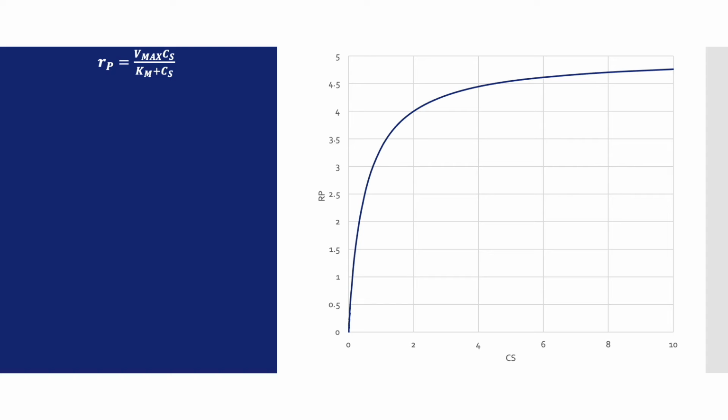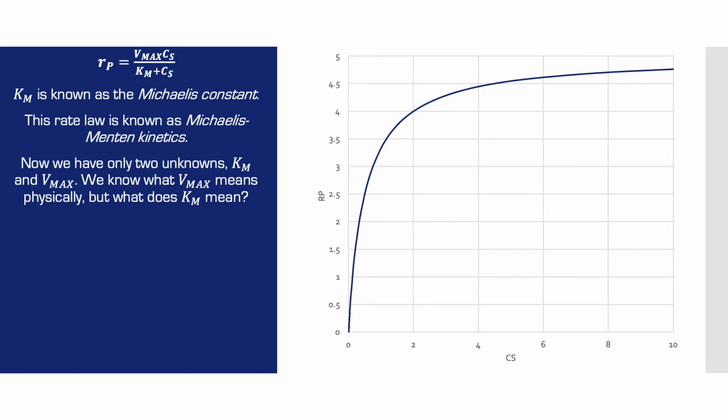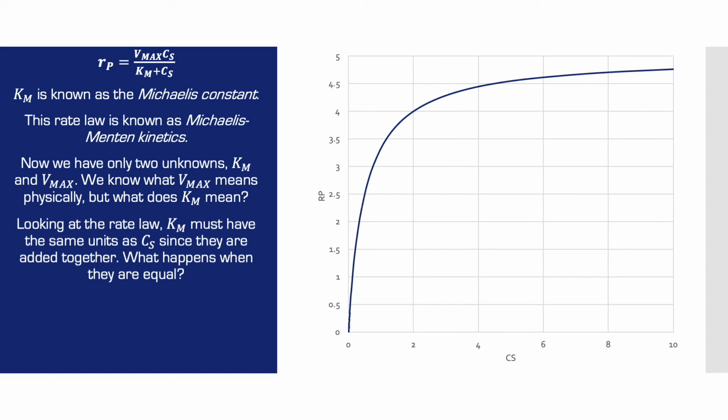Now we have our simplified equation. Km is known as the Michaelis constant. This rate law is known as Michaelis-Menten kinetics. Now we have only two unknowns, Km and Vmax. We know what Vmax means physically, but what does Km mean?